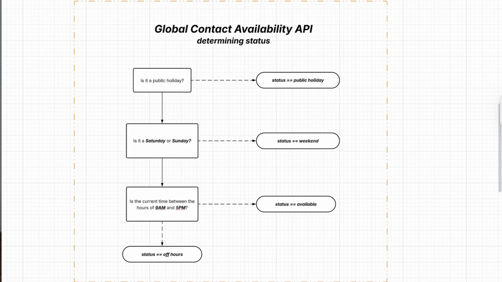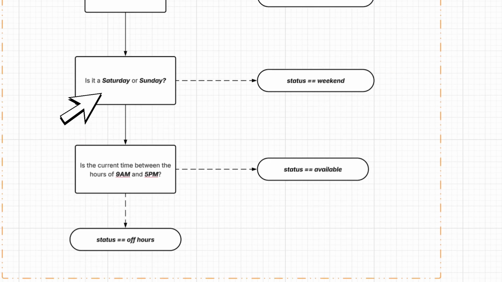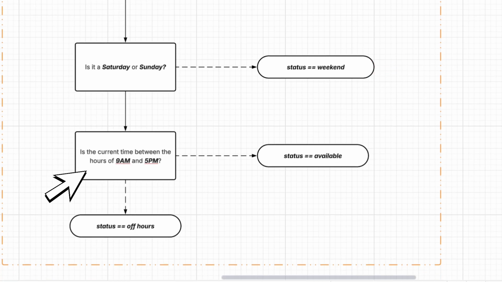Here's how the availability logic is prioritized. The highest priority is a public holiday. If it's a national holiday, we mark them as unavailable regardless of the time of day. Next, if it's a weekend, Saturday or Sunday, they're unavailable. Only then, if it's a weekday and not a holiday, do we check to see if it's inside of business hours, 9 to 5 locally, or if it's off hours, which is outside of 9 to 5.